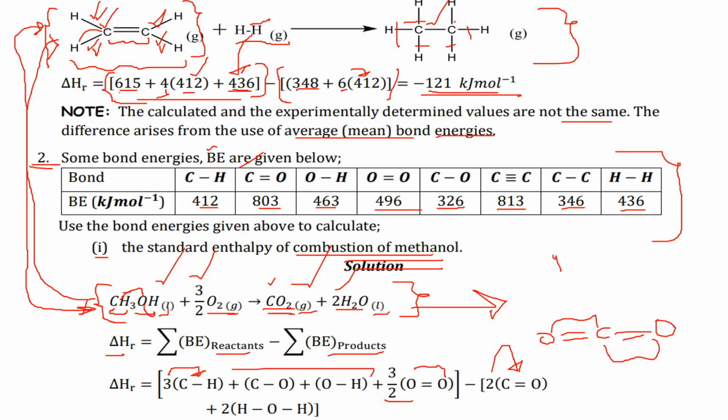And the bonds that are present in water are the oxygen to hydrogen bonds. Since there are 2, we put here 2 to show that we are having enough oxygen to hydrogen bonds present.